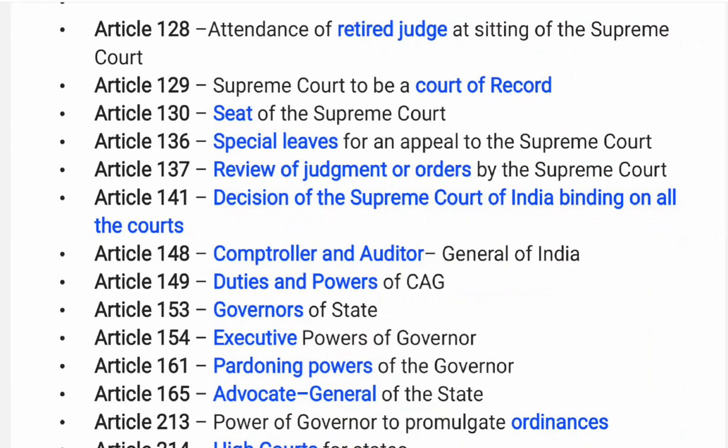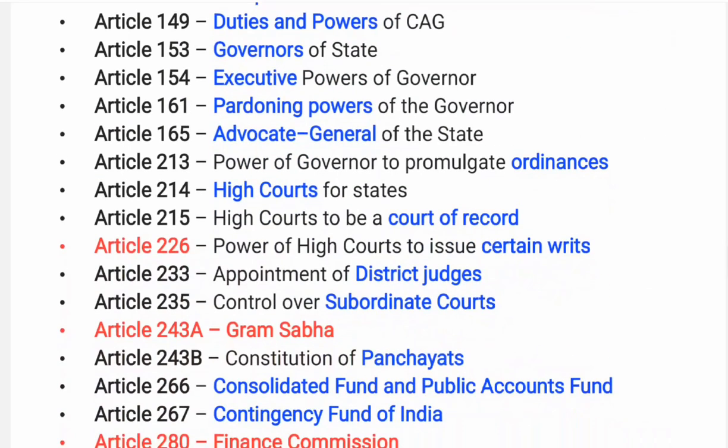Article 153, Governors. Article 154, executive powers of governors. Article 161, pardoning powers of the governor. Article 165, Advocate General. Article 213, ordinances by the governor. Power of governor. Article 214.